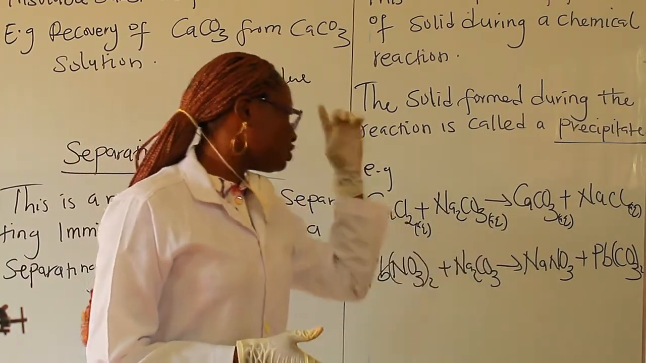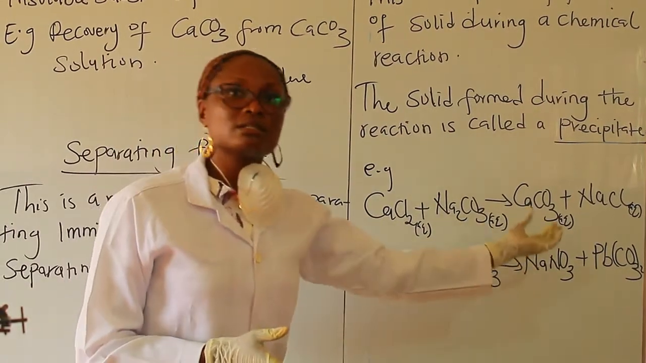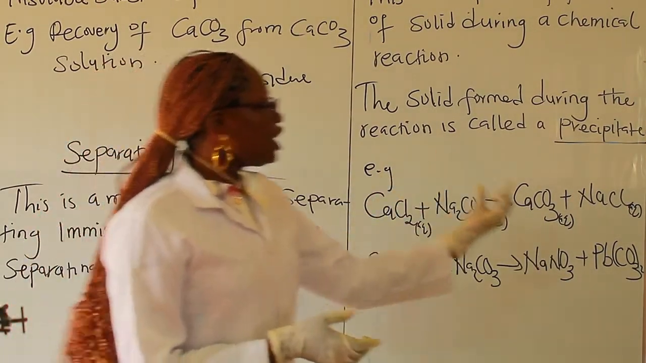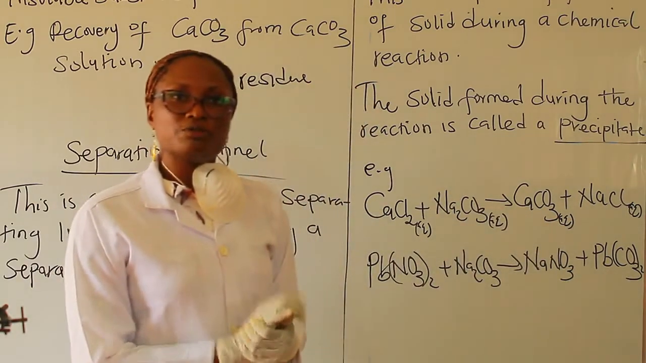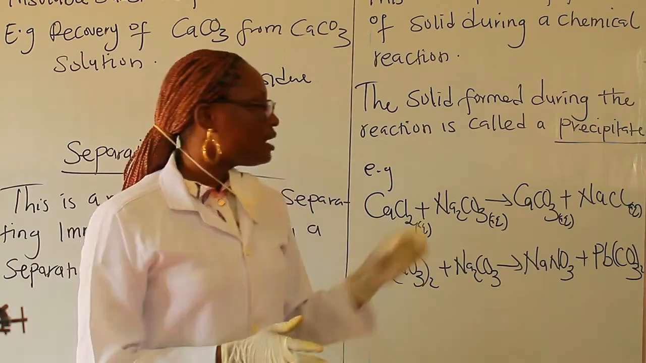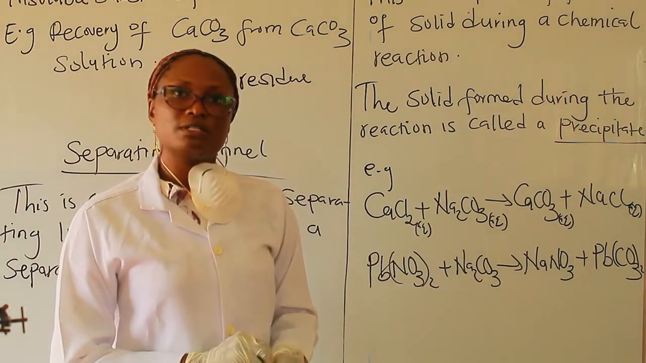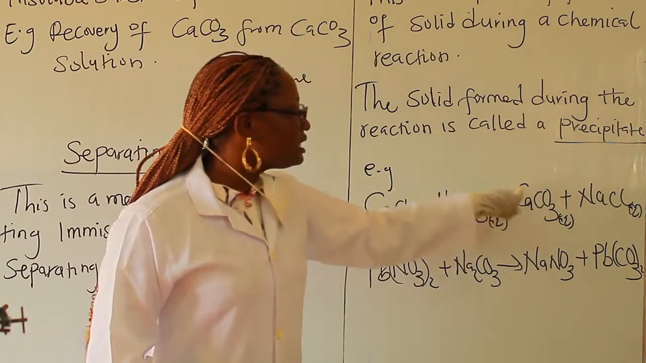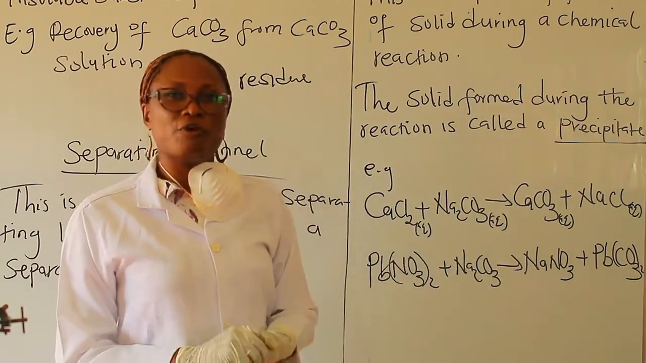Calcium chloride reacts with sodium carbonate. Calcium carbonate will be formed and sodium chloride. Now, if you need calcium carbonate, remember that calcium carbonate is also called limestone. Okay. Now, if you need calcium carbonate, all you need to do is to filter that. The calcium carbonate is the precipitate that will be formed.